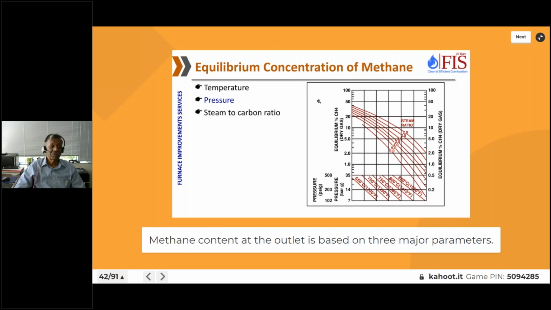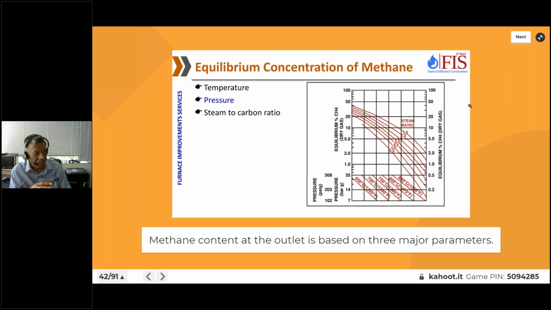So let's talk about how we are designing reformers, or what are the parameters which are responsible for converting the methane into hydrogen. And we talk about three parameters here. We talk about temperature, we talk about pressure, and we talk about steam to carbon ratio. So three parameters we want to talk about.